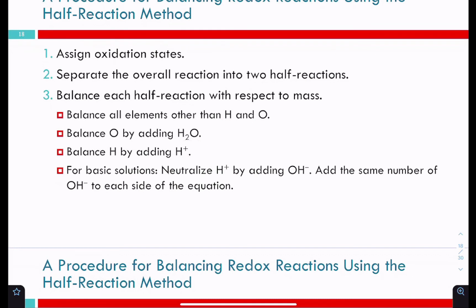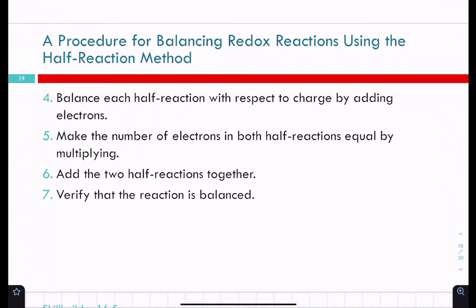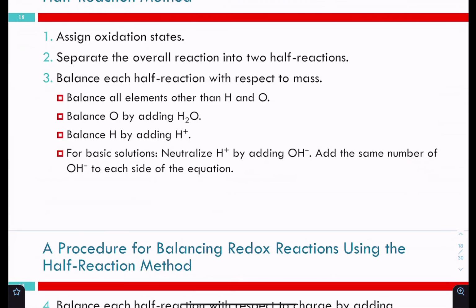We're not going to do basic solutions, but if you have a basic solution, which would just be told to you in the problem, and you want to practice those, you can do the examples in the textbook. You just neutralize the H+ by adding OH-. You add the same number of OH- to both sides. So the H+ plus OH- make H2O. Then you cancel out the number of waters. After you've added those, you've balanced everything with respect to mass.